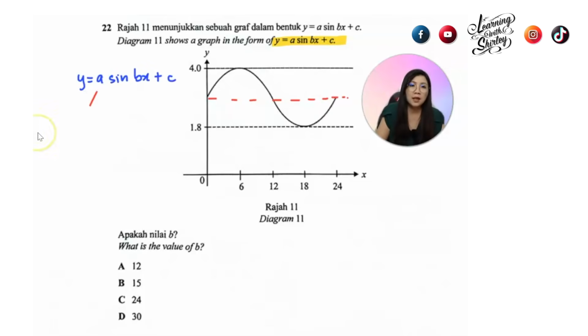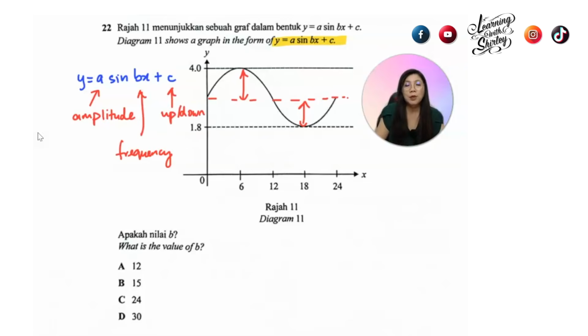So what does this A mean? It means amplitude. Amplitude means from here to here or from here to here. Whereas B is the frequency, the number of cycles from 0 to 360 degrees. Whereas C is up or down. For example, if C is +1, the whole graph goes 1 unit upwards. If it's -1, the whole graph goes 1 unit downwards.